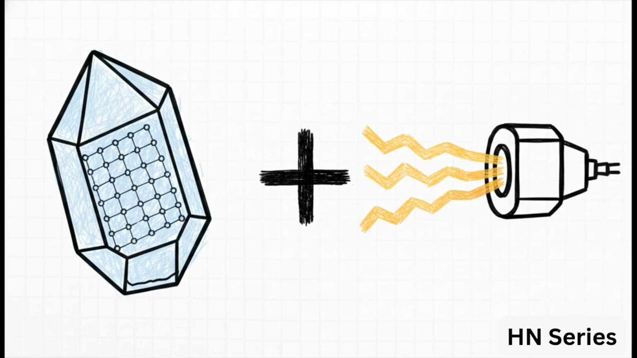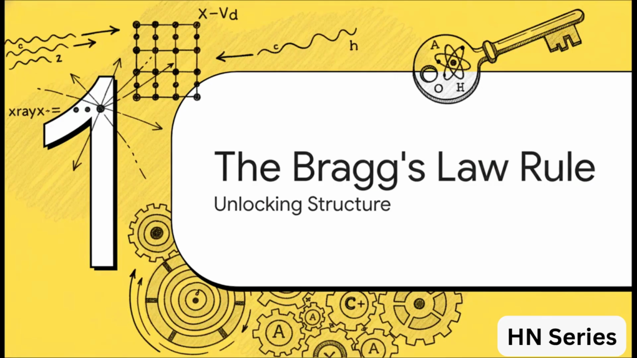Instead, it uses two very special tools. First, you need the perfect repeating order you find in a crystal, where all the atoms are lined up in these nice, neat layers. And second, you need a special kind of light, one with a really short wavelength, X-rays. Now, you can't just throw these two things together and hope for the best. There's a very precise set of rules for how they interact, and that rule is the key. It's the code that lets us unlock the secrets of atomic structure. And, you guessed it, it's called Bragg's law.